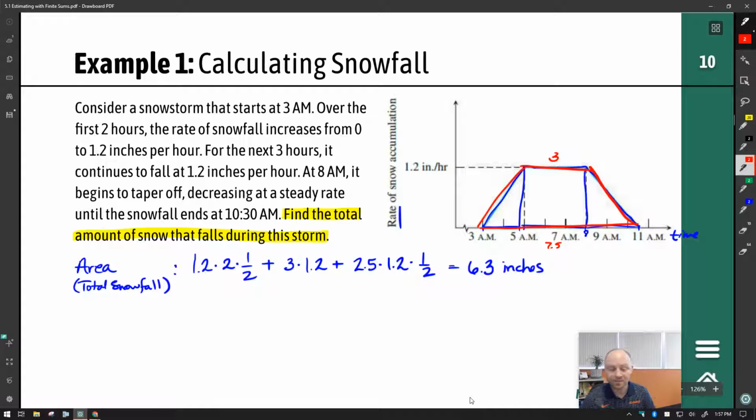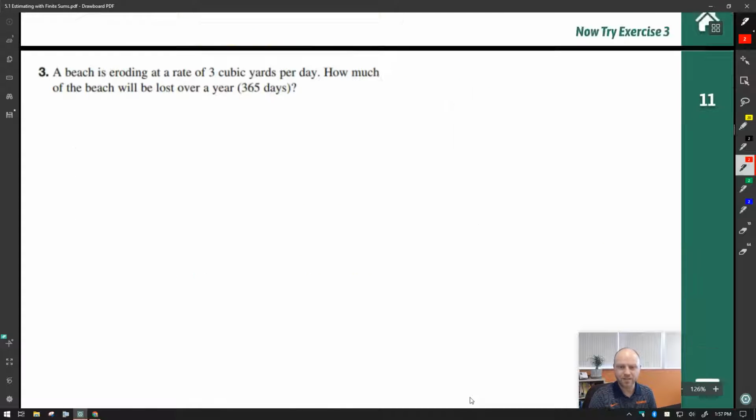We also could have done like we saw in the previous setup, cut it into thin strips. Maybe those strips were one every hour. So we had a triangle, a trapezoid, a rectangle, a third rectangle, a trapezoid, a second trapezoid, and a triangle at the end. All of those areas would have given us the same result of 6.3 inches.